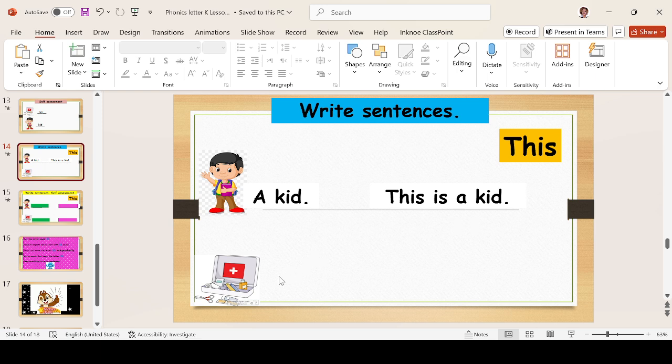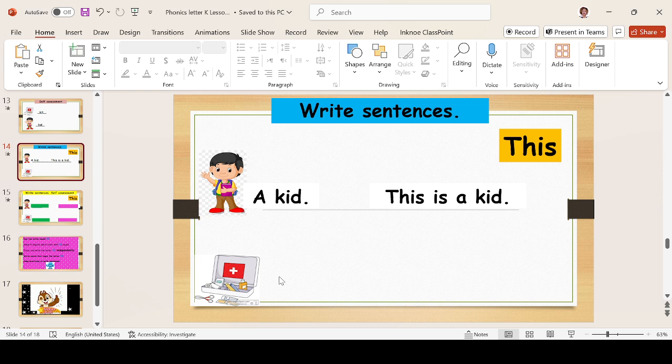And then for the kit, I want you to draw the first aid kit and write: It is a kit. Right? It is a kit. Remember to start with the uppercase. Remember your finger space and full stop. So you can pause the video and write the sentence, it is a kit.